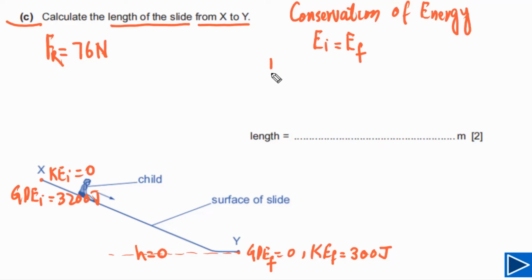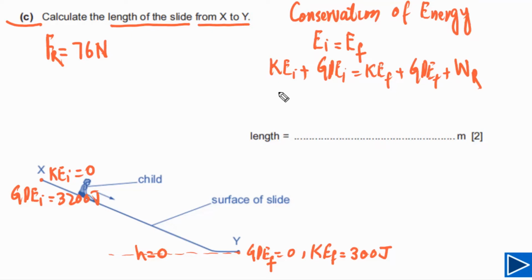At point X, we can say this is kinetic energy initial plus GPE initial. This has to be equal to kinetic energy final plus GPE final plus work done by resistive forces. Kinetic energy initial is equal to 0 and GPE initial is equal to 3200. Kinetic energy final is equal to 300, but GPE final is 0. So from here we can find out work done by resistive forces. That will be equal to 2900 joules.